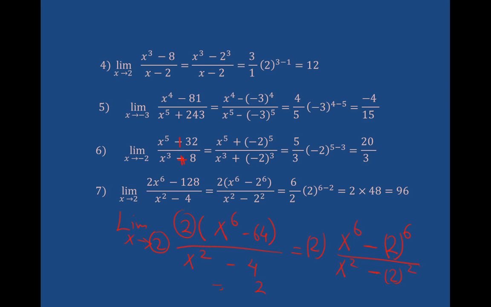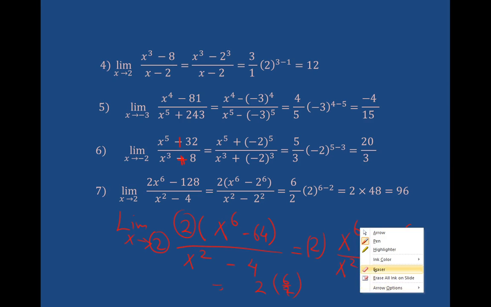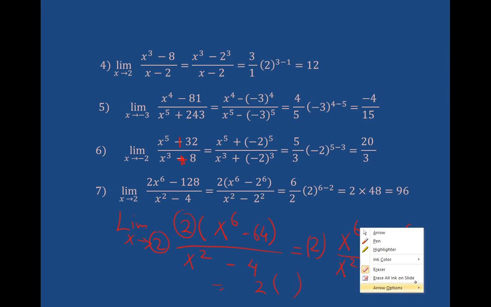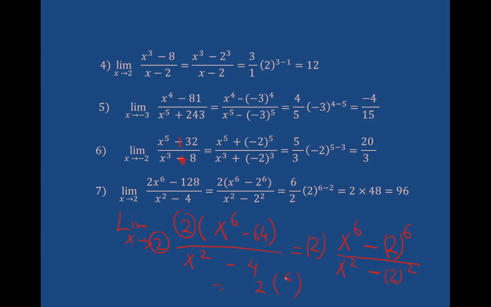Then 2 multiplied by 6 over 2 multiplied by 2 raised to power 6 minus 2. 2 power 4 equals 16 multiplied by 3 equals 48 multiplied by 2, then the limit equals 96.